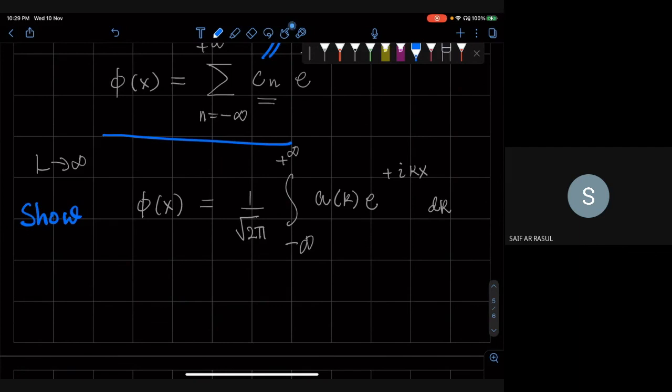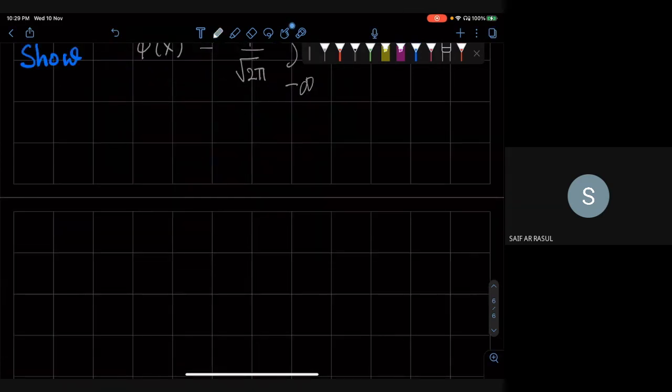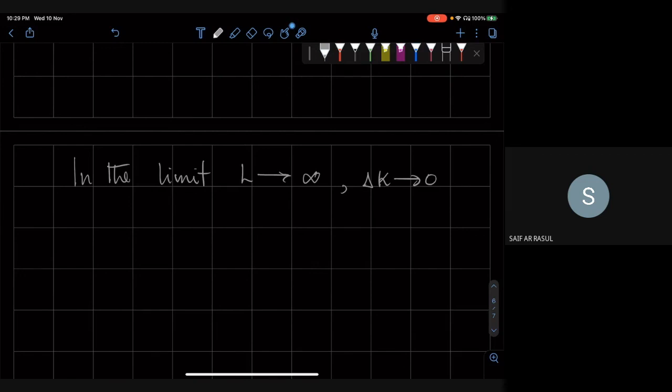So this way, we can say that in the limit where L goes to infinity and delta k goes to 0, what we find is that phi of x becomes our function psi of x, because now there is no need for periodicity, since our function now spans the whole of the real line.